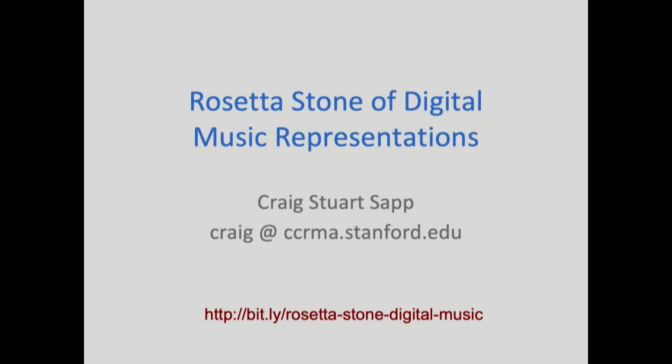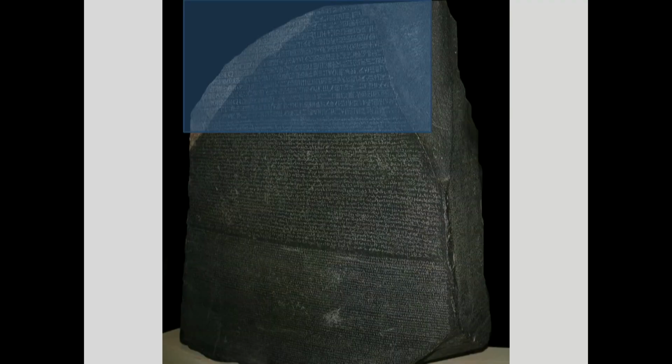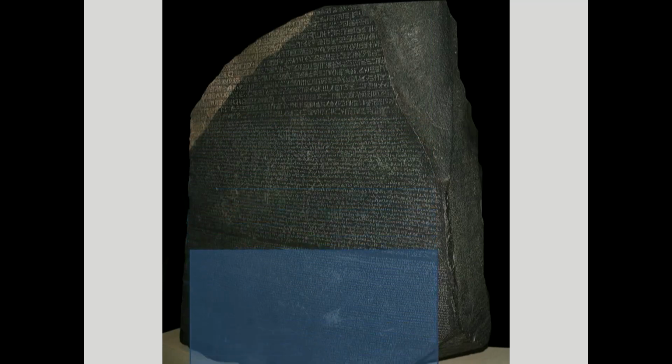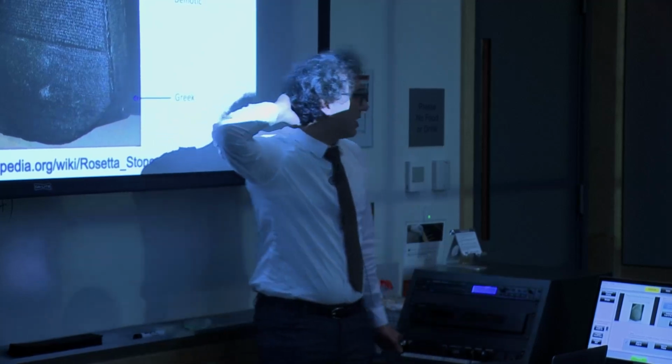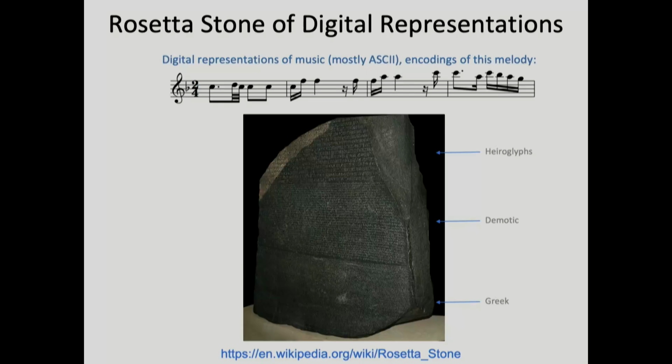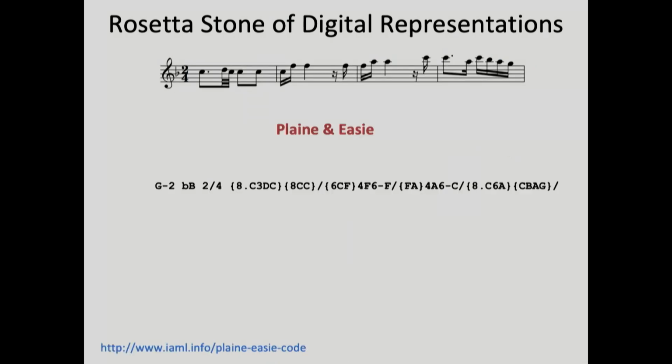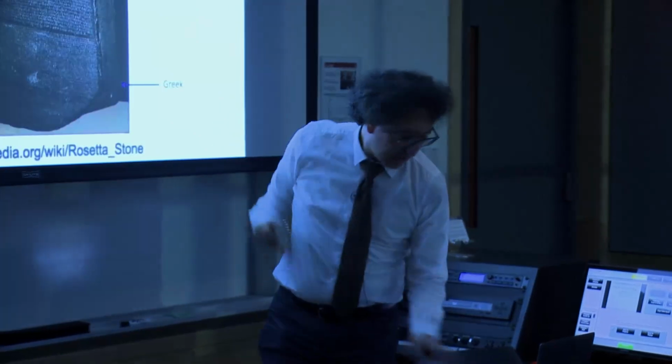But we're going to be going through something called the Rosetta Stone of digital music representations by a really, really smart guy, Craig Sapp. Anybody know what the Rosetta Stone is? It was the same text written in three different languages, especially in Greek and in ancient hieroglyphics, that allowed hieroglyphics to finally be decoded. Craig Sapp's Rosetta Stone takes the exact same little melody.